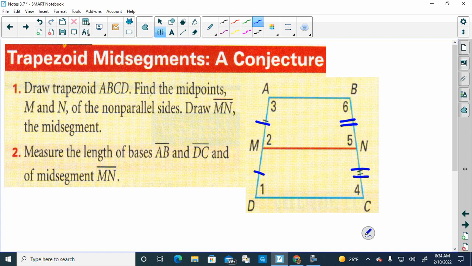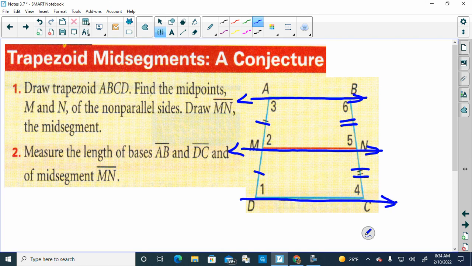Okay, so first thing, what do I know about this line and this line? They're all parallel. So we're going to write a short statement. We're going to put AB is parallel to MN, which is parallel to BC.